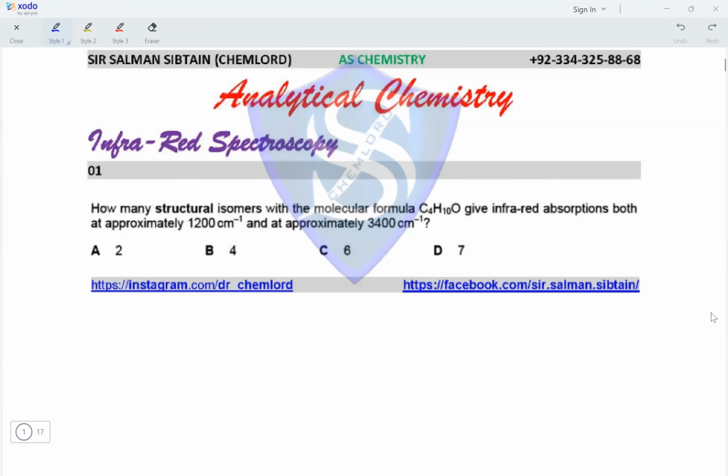Hi guys, this is AS Chemistry, Analytical Chemistry, and we are doing infrared spectroscopy.